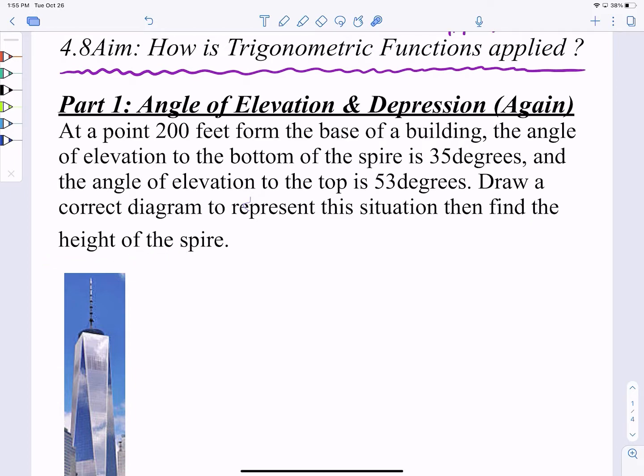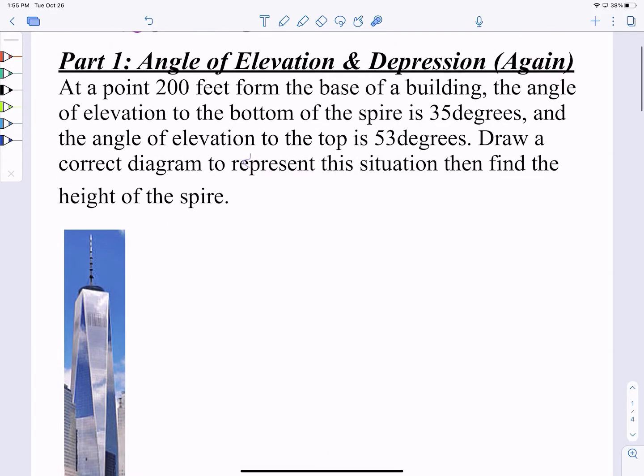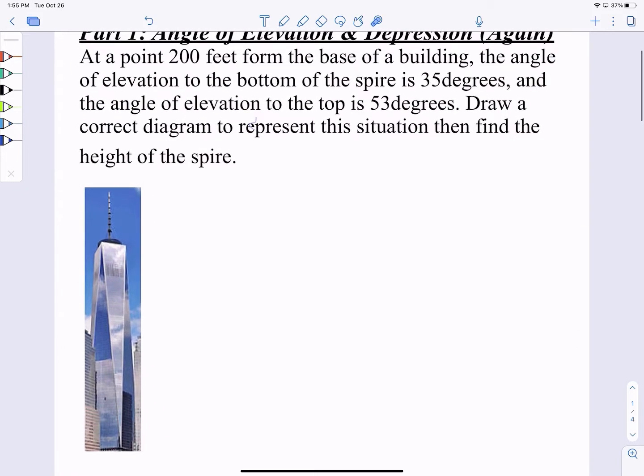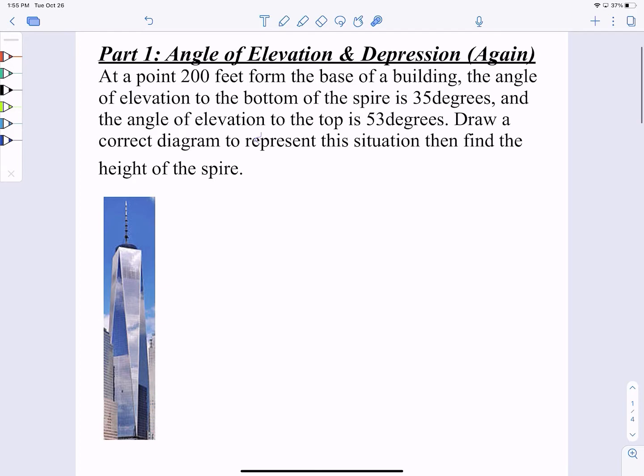Now, I think a lot of you have difficulty picturing what's happening. So I really want you to put yourself in this position. You're walking towards this building, right? I'm sure you recognize this building. What's happening as you're walking away from it or closer to it? And what's the spire? The spire is this part here, right? Okay, let's highlight some of the important things. At 200 feet from the base of the building, the base is here, and you're going to go 200 feet.